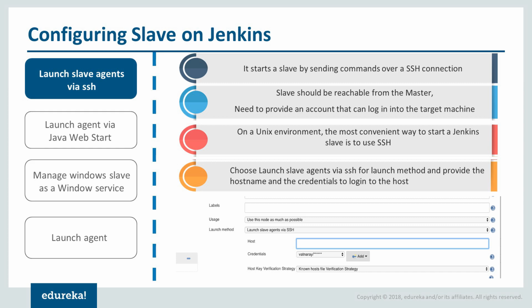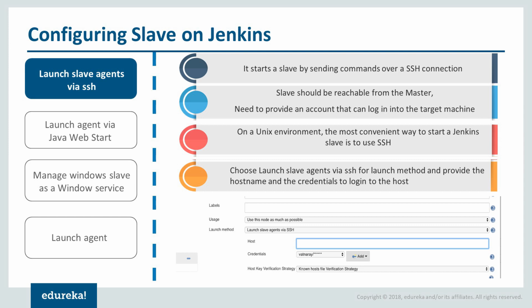So launch methods, these are the launch methods through which Jenkins will start the agent on the slave machines. The first option, as we have spoken, is launching a slave agent via SSH. This is the most commonly used in a Linux based environment. It starts a slave by sending commands over an SSH connection. The slave should be reachable from the master, and you need to provide an account that can log into the target machine as well. In fact, as a best practice, we make sure that the Jenkins master is able to do a passwordless authentication to the Jenkins slave.